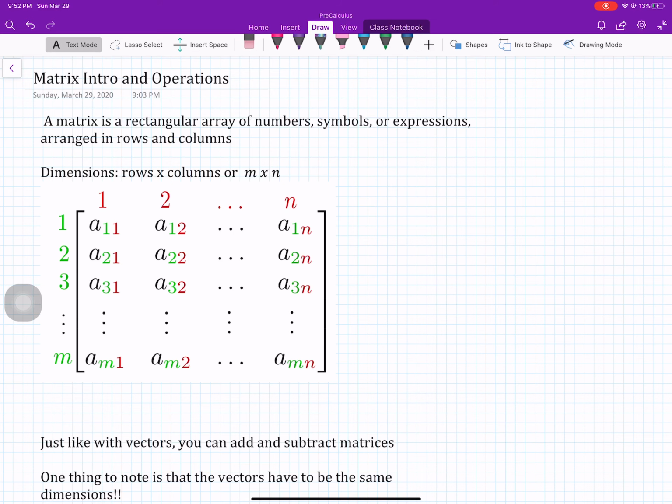A matrix is a rectangular array of numbers, symbols, or expressions arranged in rows and columns. And anything can really be put into a matrix. Now this picture might seem a little complicated, but a matrix can be any number of dimensions. So you notice we go 1, 2, 3, 4, all the way to m number of rows. And then we have 1, 2, all the way to n number of columns.